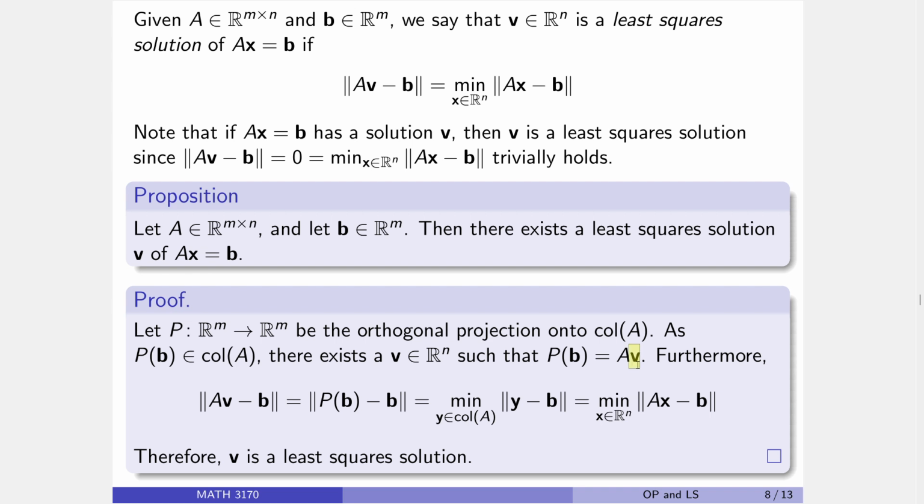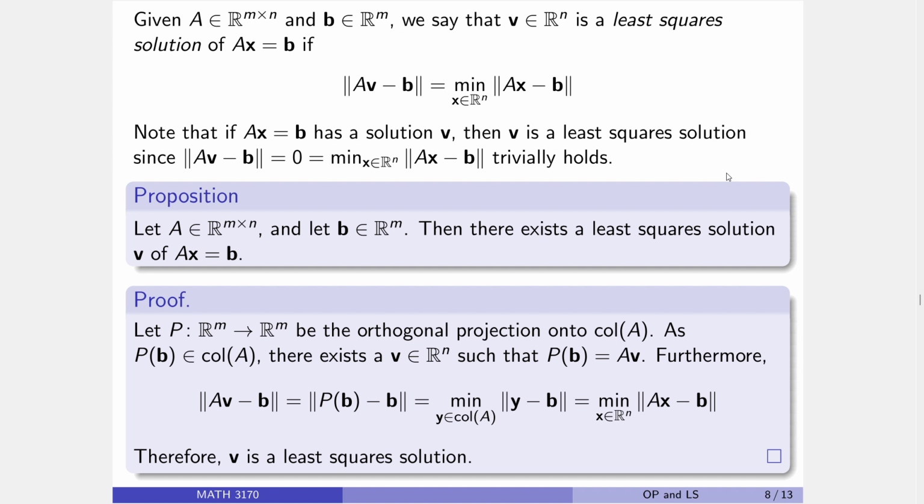Now note, V here is not necessarily unique. We know that PB is in the column space, so there is a V that works, but we don't necessarily know that it is the thing that works, hence a least squares solution rather than the least squares solution. We'll see a little bit that these are not unique. Alright, great, so that's what least squares are, and we see that orthogonal projections help us out.